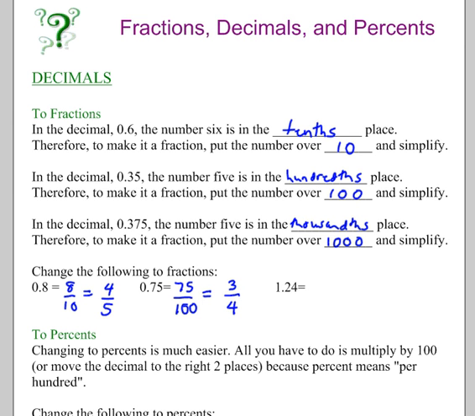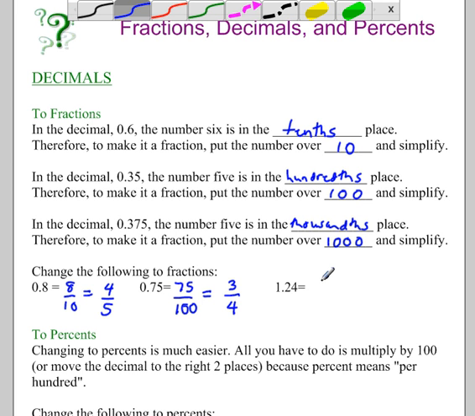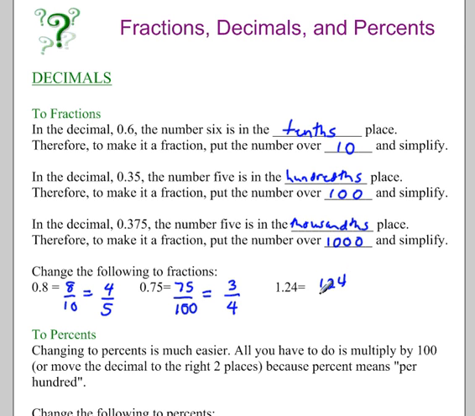Now the next one's a little tricky because it has 3 numbers, but it only has 2 decimal places. So you're going to put it over 100, so this will become 124 over 100, or if you prefer, you can make it 1 and 24 over 100. So that's up to you. Again, now we're going to simplify that. And I believe 4 goes into both, so 4 goes into 124 31 times, and 4 goes into 100 25 times, and that would be your final answer. If you want to leave it as a mixed fraction, that's okay also.